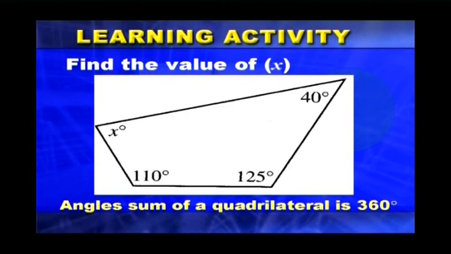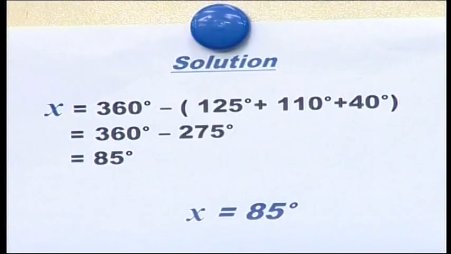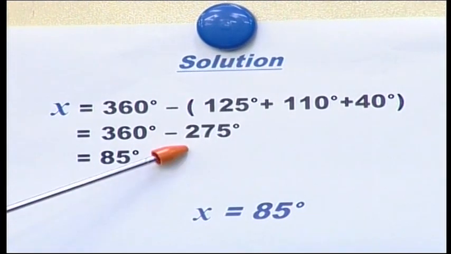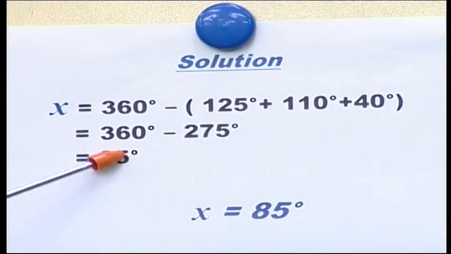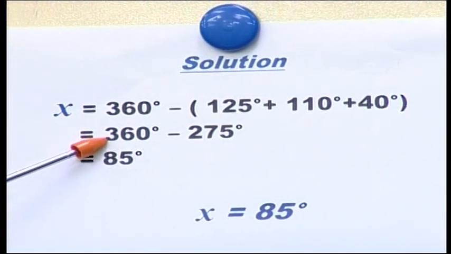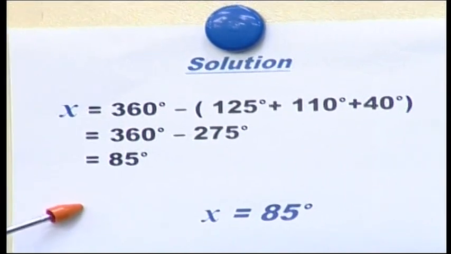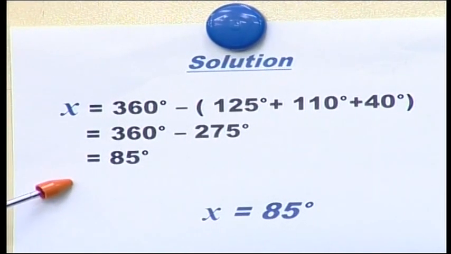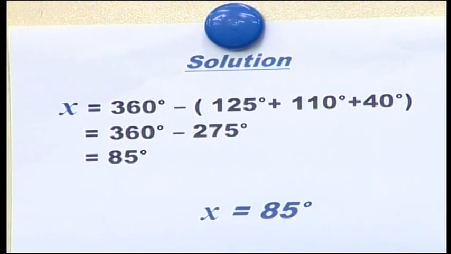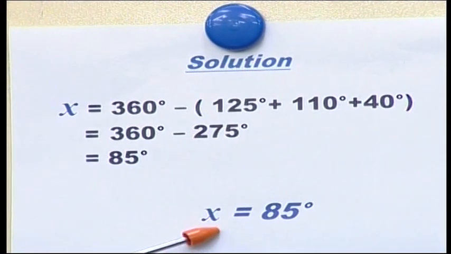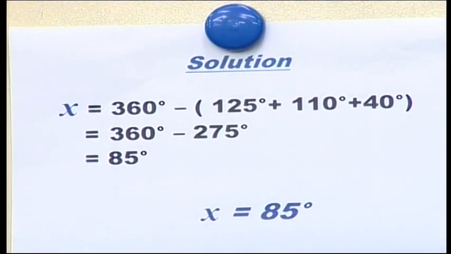Now how many angles are given? We have 3 angles which are given. So adding those 3 angles adds up to 275 degrees. Now 275 degrees subtracted from 360 degrees, we are left with 85 degrees. So x equals 85 degrees.